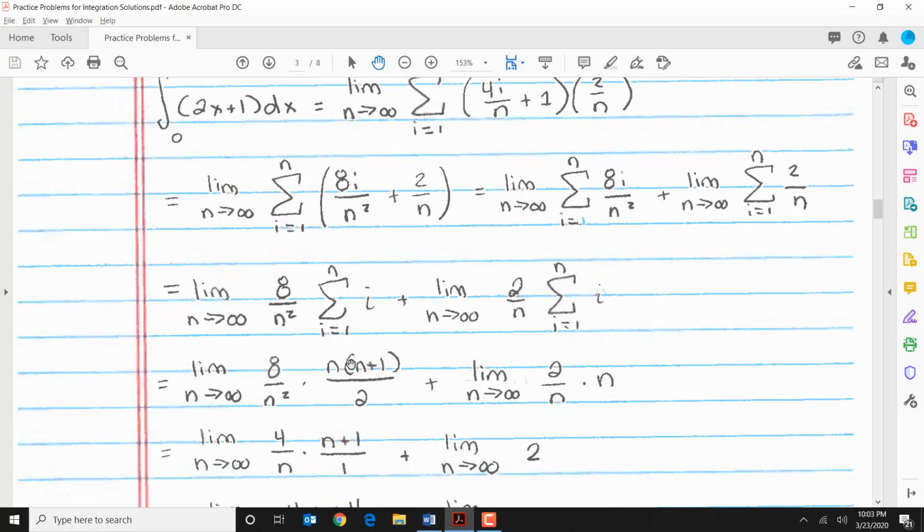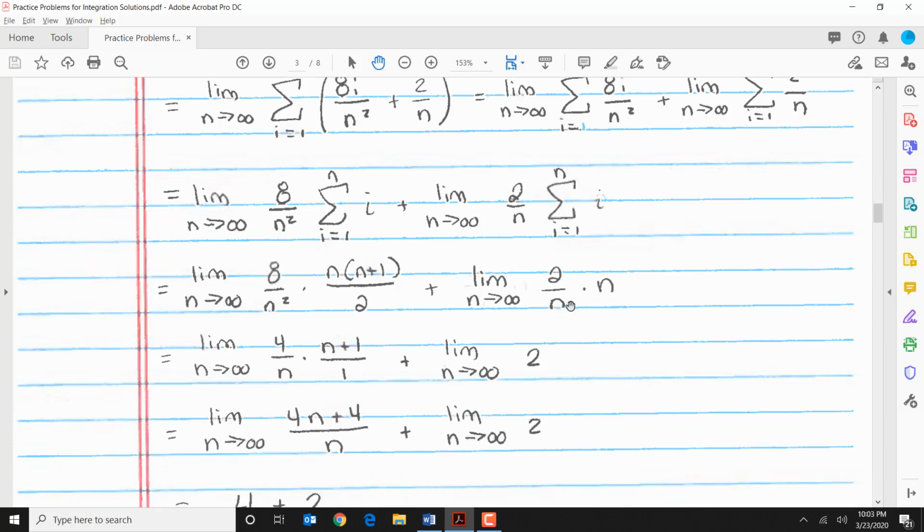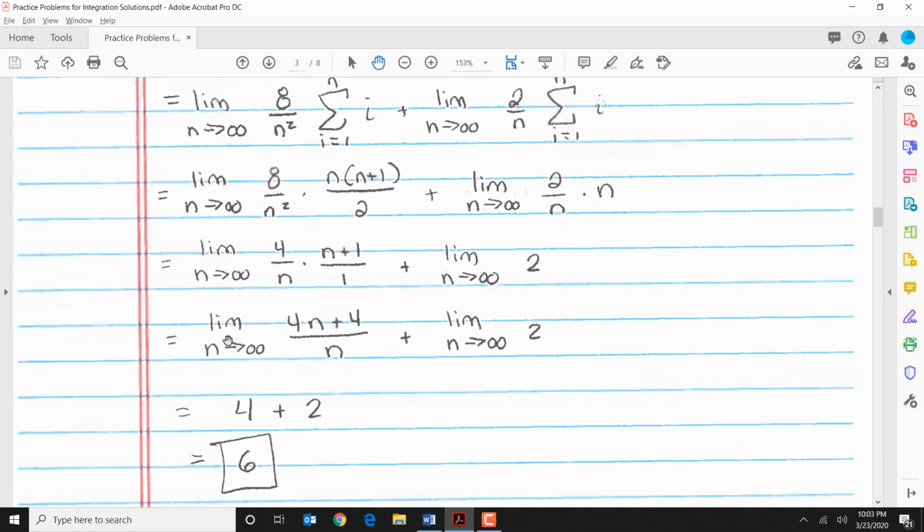Now I have these summation formulas back in my notes. I know the sum from i equals 1 to n of i is n times n plus 1 over 2. And I know the sum from i equals 1 to n of 1 is n. So now you can see one of these n's is going to cancel, right? And I'll substitute it all. Distribute the 4, distribute the n here. And the limit as n approaches infinity of 4n over n plus 4 over n is going to be 4. The limit as n approaches infinity of 2 is going to be 2. And when I add those together, I get 6.